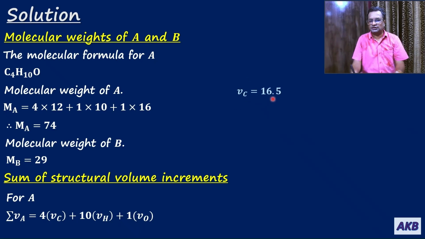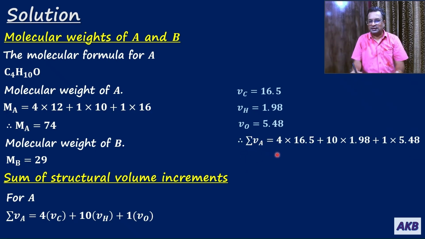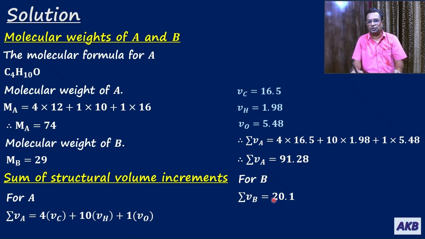Vc is given to us, it is 16.5. Vh is 1.98. Vo is 5.48. So if you use these values, we will get summation Va is equal to 4 into 16.5 plus 10 into 1.98 plus 1 into 5.48. That gives us summation Va as 91.28. And then for B, the sum of structural volumes is directly given to us. Summation of Vb is 20.1 and we are going to use that.